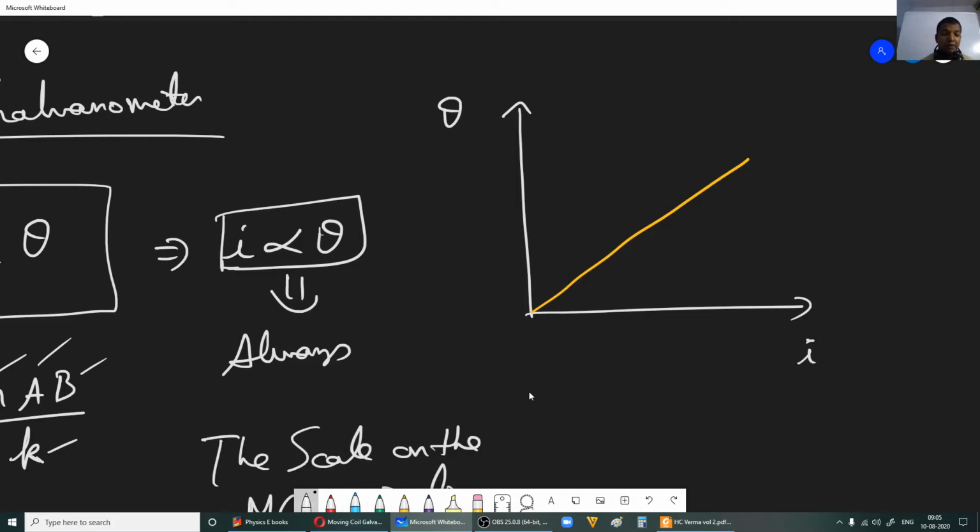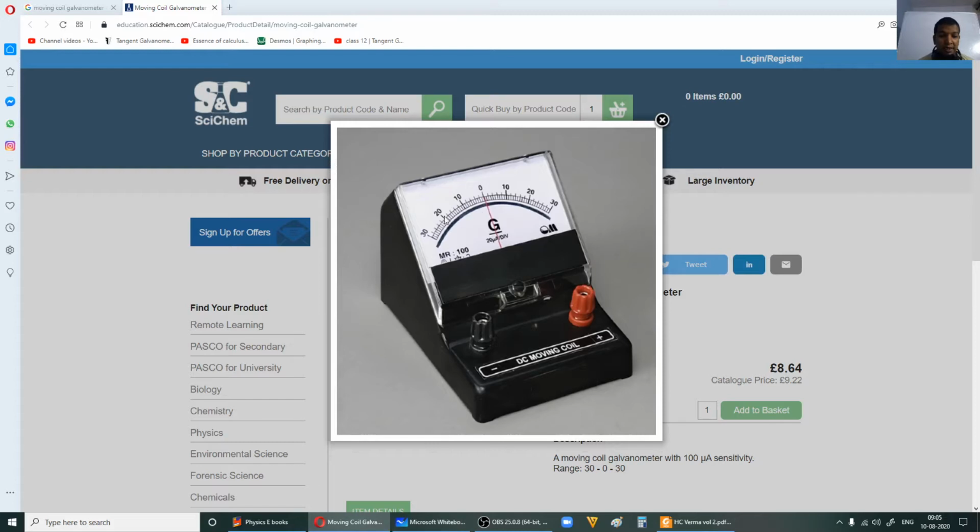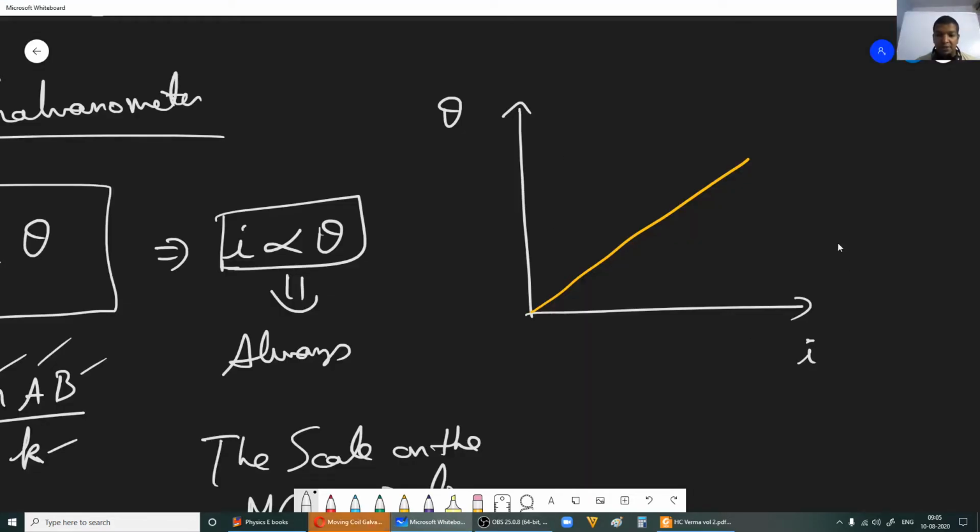No matter at what reading you are, here it can read 20 microampere per division. If you want the pointer to move by one division, and 30 divisions are there, you have to supply 20 microampere. For full deflection of 30 divisions, you have to supply 30 into 20, that is 600 microampere. No matter what reading you are taking, this proportionality will hold good, so this graph will hold good.